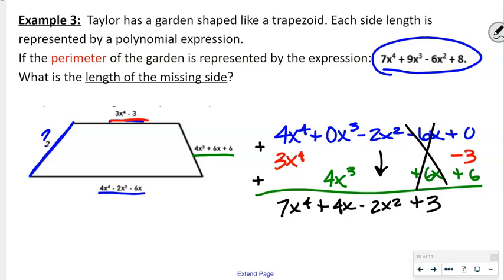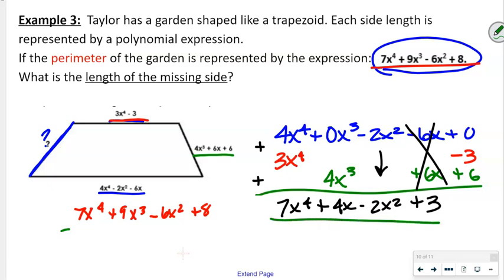So what are we going to do with this equation? We're going to subtract it from our original, okay? So I'm going to rewrite. I'm going to do this. I'll do it over here. So I'm going to write the one that we had originally, what it says up here. The perimeter, 7x to the 4th plus 9x to the 3rd minus 6x squared plus 8. And then I'm going to subtract from it this one right here, which is our 7x to the 4th plus 4x minus 2x squared plus 3.